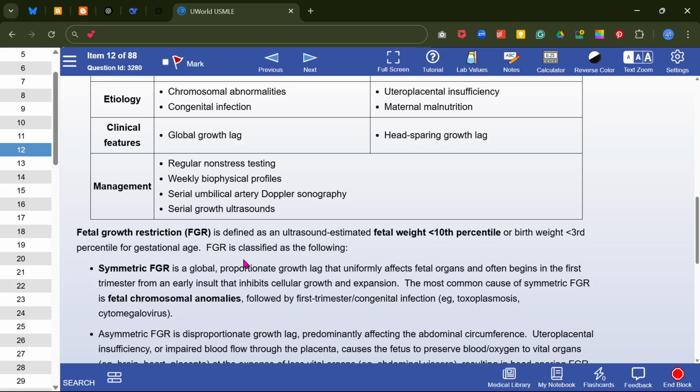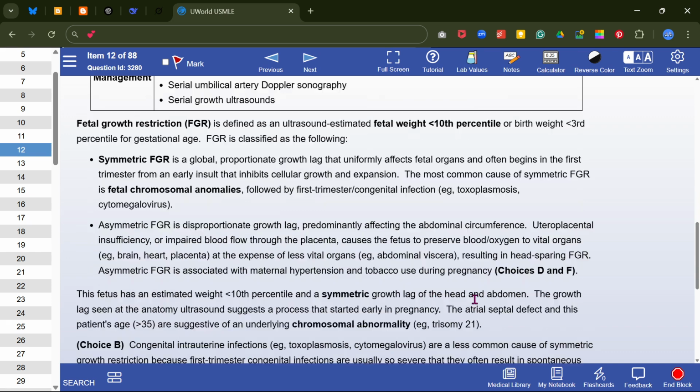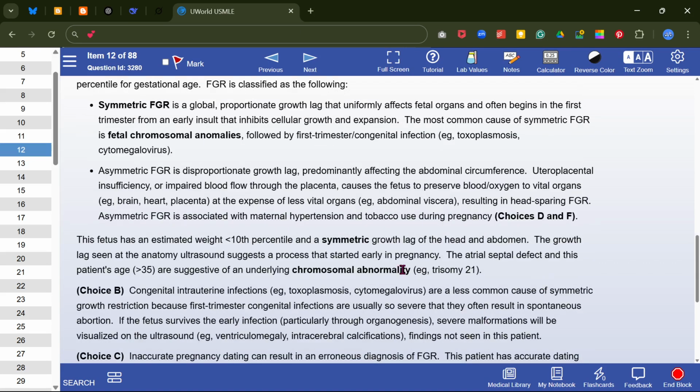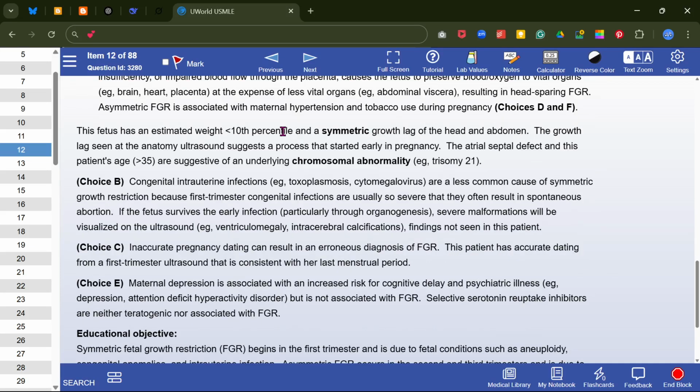It looks like a fetal chromosomal abnormality, or first trimester congenital infection like toxoplasmosis or cytomegalovirus. These congenital infections may cause this. And with the atrial septal defect and patient age more than 35, it is suggestive of a chromosomal abnormality like trisomy 21, maybe Down syndrome.